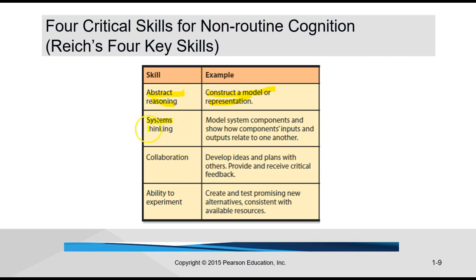The next cognitive skill is systems thinking. A system is just a group of components that interact to perform some function. Systems thinking is the capacity to understand these system components, how they connect with each other, their relationships and interactions.